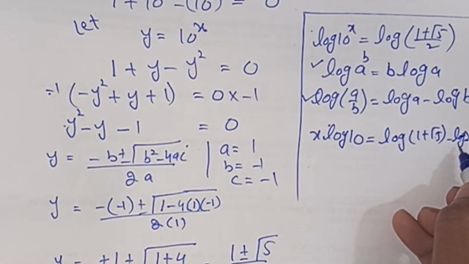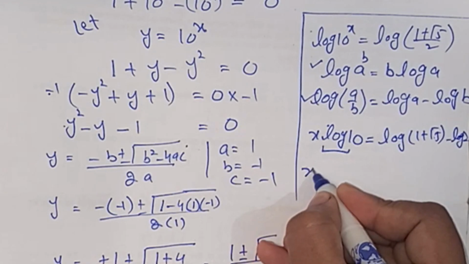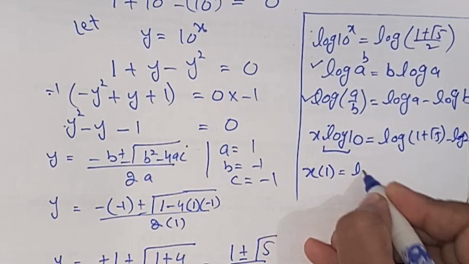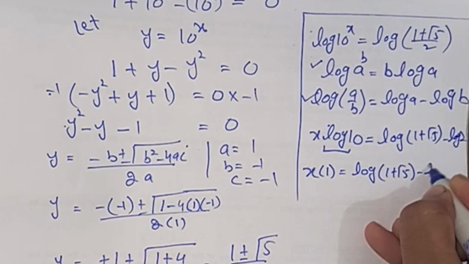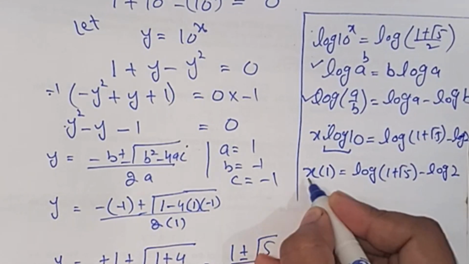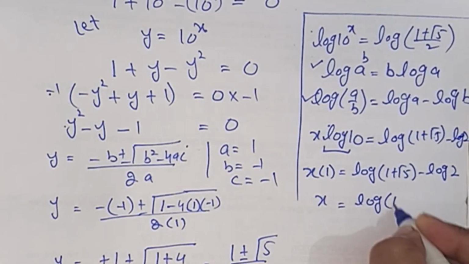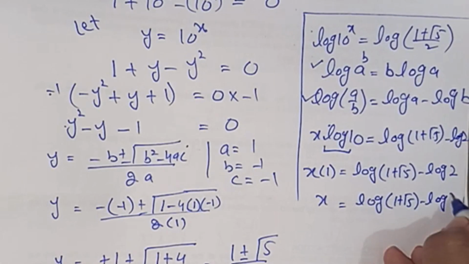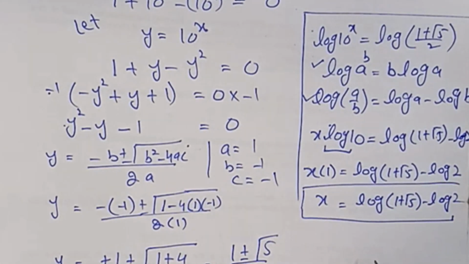And log 10 is equal to 1, so this is x times 1 equals log of 1 plus square root 5 minus log 2. So this implies x equals log of 1 plus square root 5 minus log 2. This is the answer for x in our question. So we are done. Thank you.